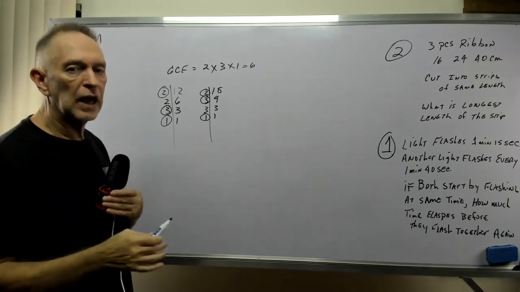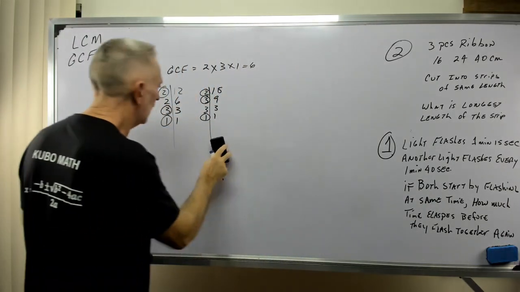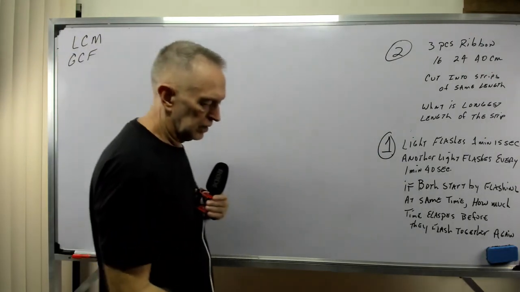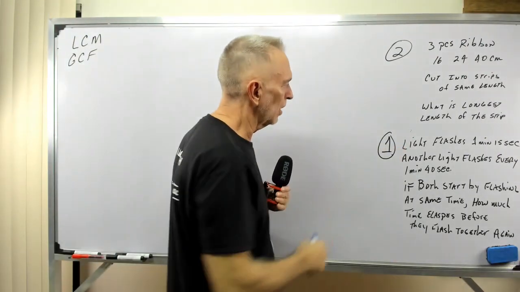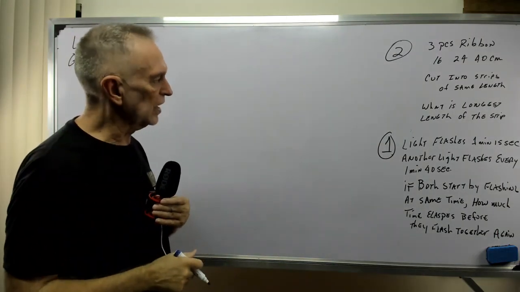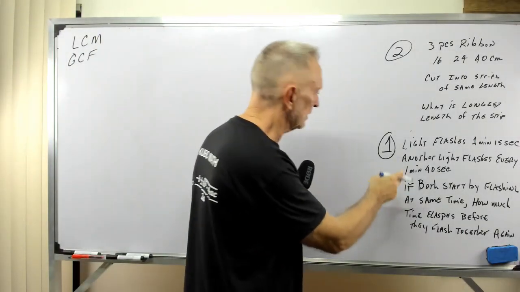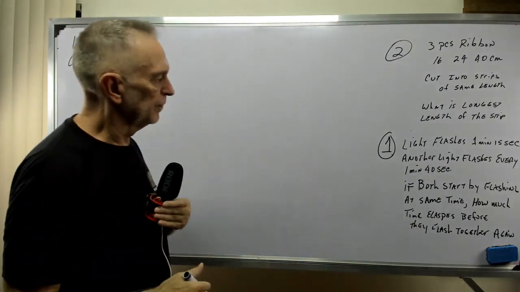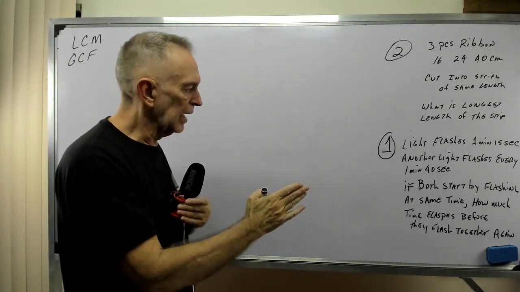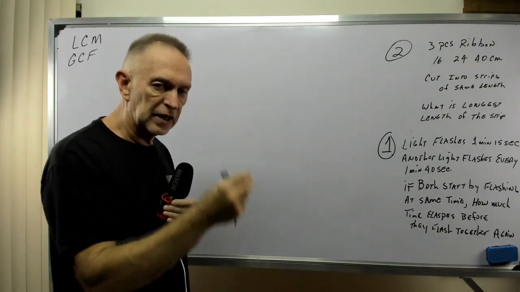Now how do we use those? What do we do with them? Okay, I have 2 problems I want us to work. All right, let's read this one. We have a light that flashes every minute and 15 seconds, and another light flashes every minute and 40 seconds. If both start by flashing at the same time, how much time elapses before they flash together again?